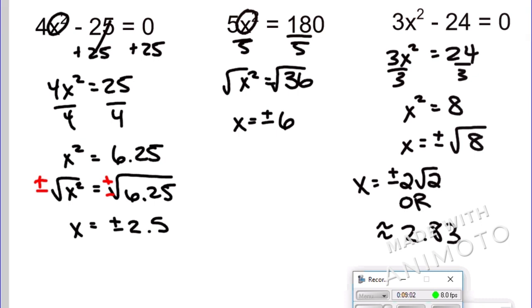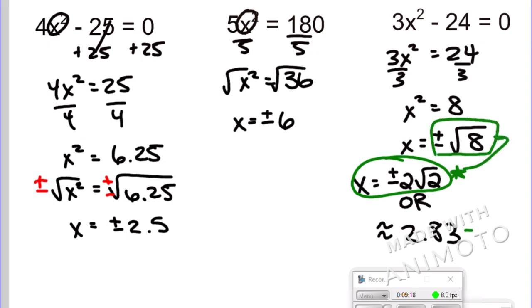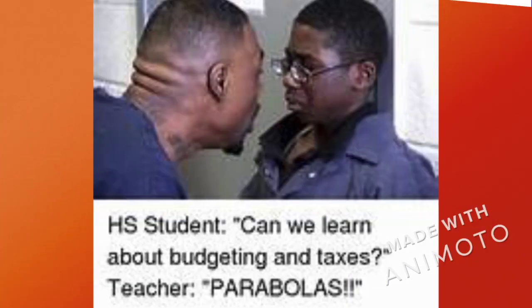Now the actual correct answer here is plus or minus 2 square root of 2, because this is more exact or more accurate than this one. Now these two are the exact same amount of accuracy, it's just this is not simplified. And you know, mathematicians, we always like to simplify everything. And if you don't know how to go from the square root of 8 to the 2 square root of 2, we can talk about it.